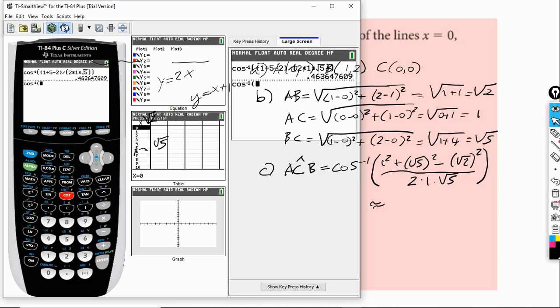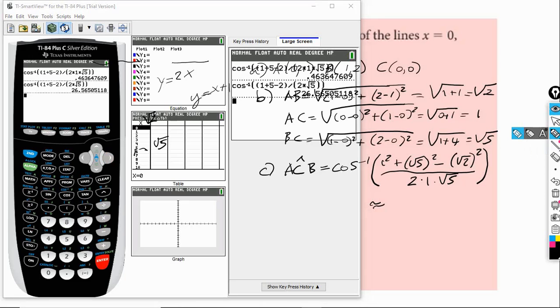So this would be inverse cosine again of parenthesis 1 plus 5 minus 2 close parenthesis divided by parenthesis 2 times 1 times square root of 5. Notice that I'm omitting the 1. So square root of 5. Very well. Let's close that parenthesis and close the final parenthesis and hit enter. And there we go. This is now in degrees. And that is the measurement that we need here.